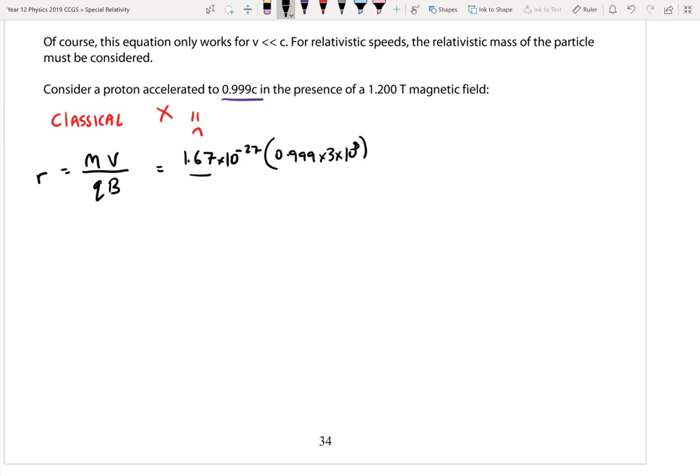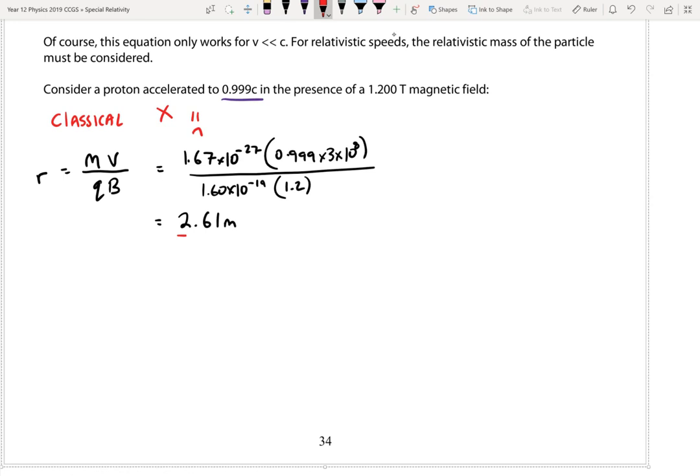Data sheet also says that it has this charge. And so the calculator says that if we want to get a proton that fast in this field, then its radius of curvature is going to be 2.61 meters. It is not correct. We need to change things up. We need to get real.